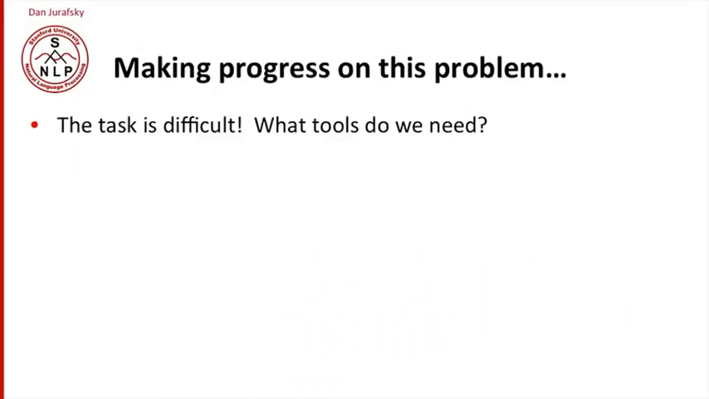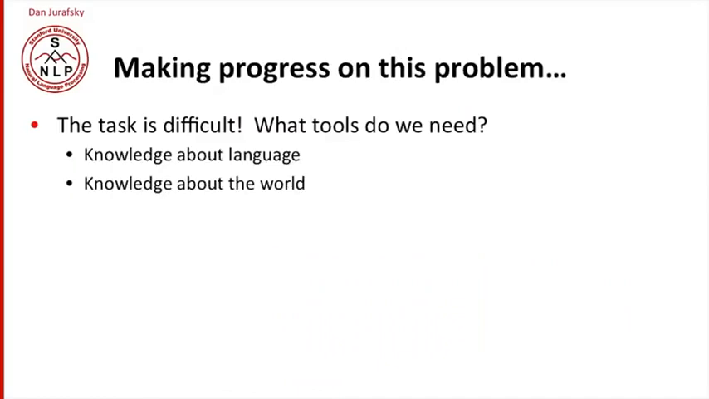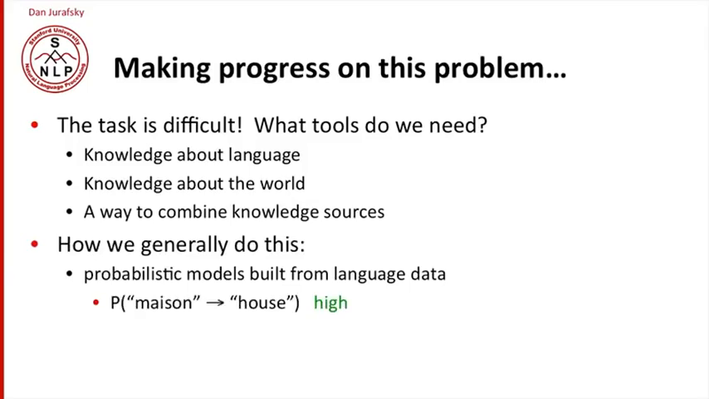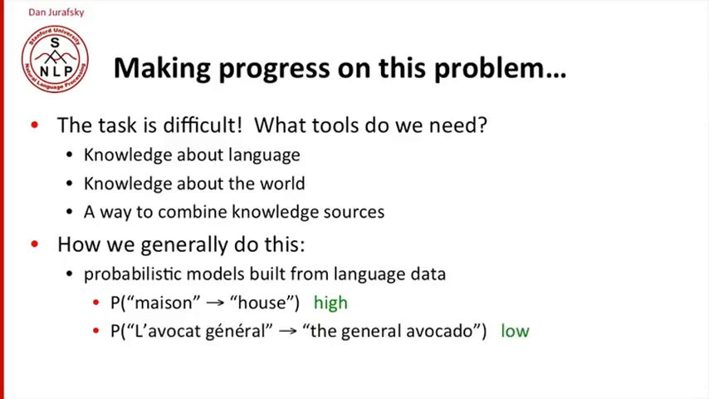What tools do we need? Well, we need knowledge about language, knowledge about the world, and a way to combine these knowledge sources. So generally, the way we do this is to use probabilistic models that are built from language data. So for example, if we see the word maison in French, we're very likely to translate that as the word house in English. On the other hand, if we see the word avocat général in French, we're very unlikely to translate that as the general avocado.